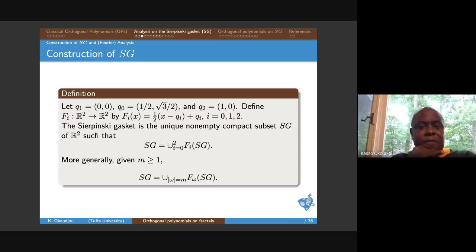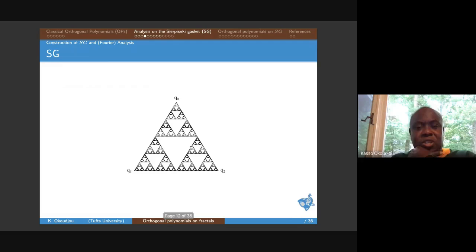The Sierpinski triangle, or the Sierpinski gasket, is the unique non-empty compact subset of R^2 that satisfies this equation. You can show that there is only one set that satisfies this, and that's called the Sierpinski triangle or the Sierpinski gasket. As a picture, this is a picture of a Sierpinski gasket. This is the point that I call Q0, this is Q1, this is Q2. See what I'm doing: I'm taking a contraction of ratio 1/2 that fixes each of these 3 points. When I apply F0, it shrinks the triangle to this top part. When I apply F1, it shrinks it to this part. When I apply F2, it shrinks it to this part.